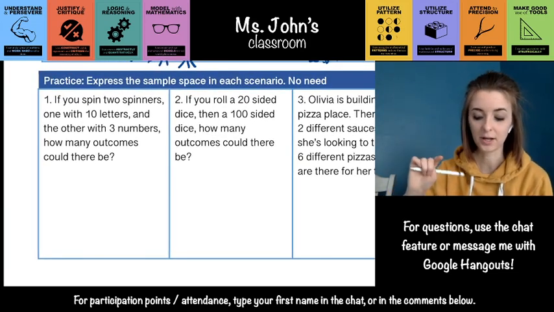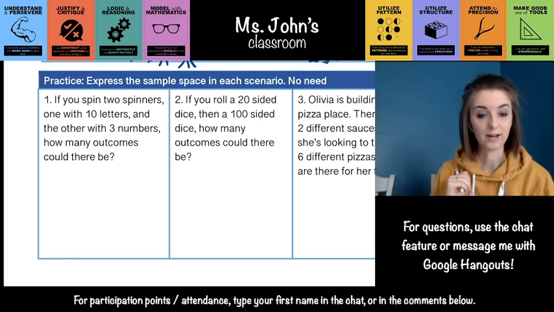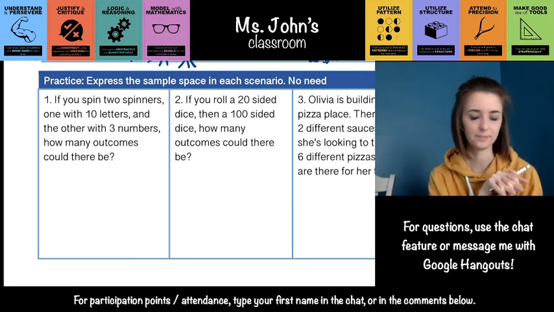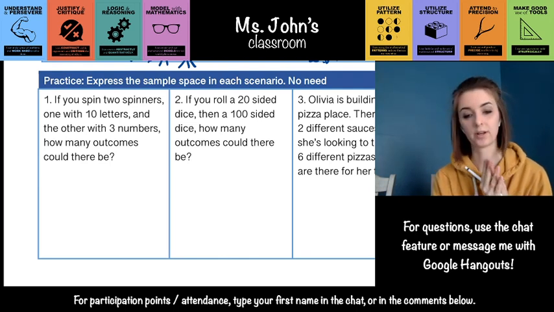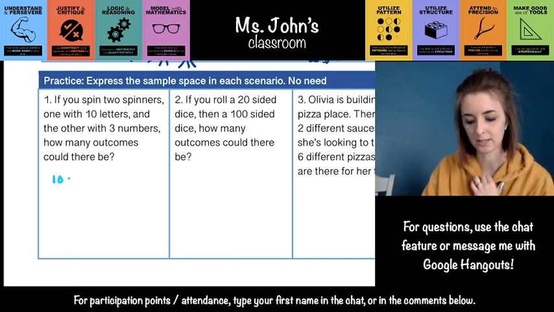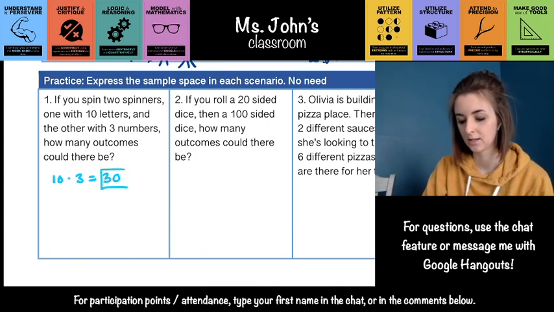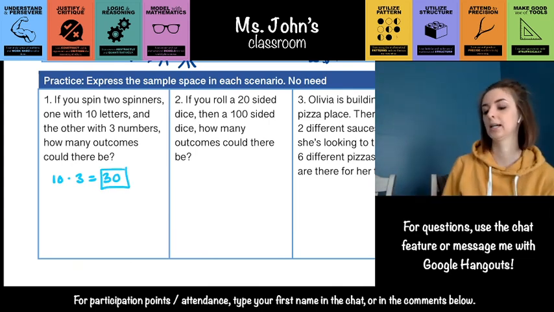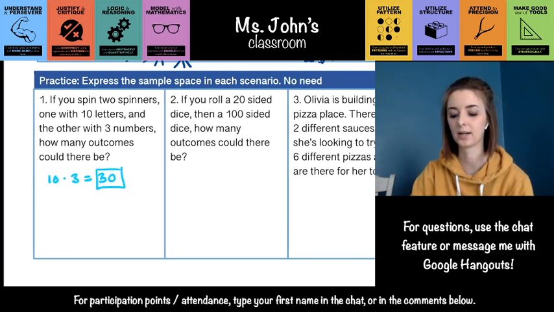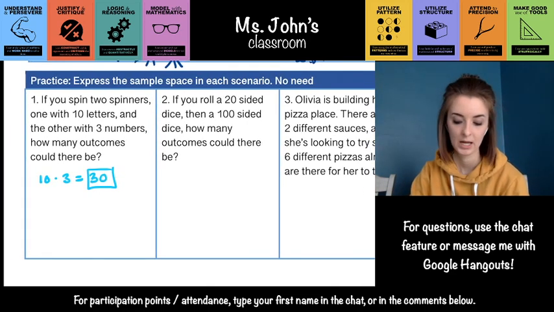Number 1, if you spin 2 spinners, one with 10 letters and the other with 3 numbers, how many outcomes could there be? So we have 10 outcomes for the first spinner, and 3 outcomes for the numbers. And all we have to do is multiply those two things together. We multiply the 10 options times the 3 options, and it gives us 30. And each of those represents a unique outcome on the spinners.